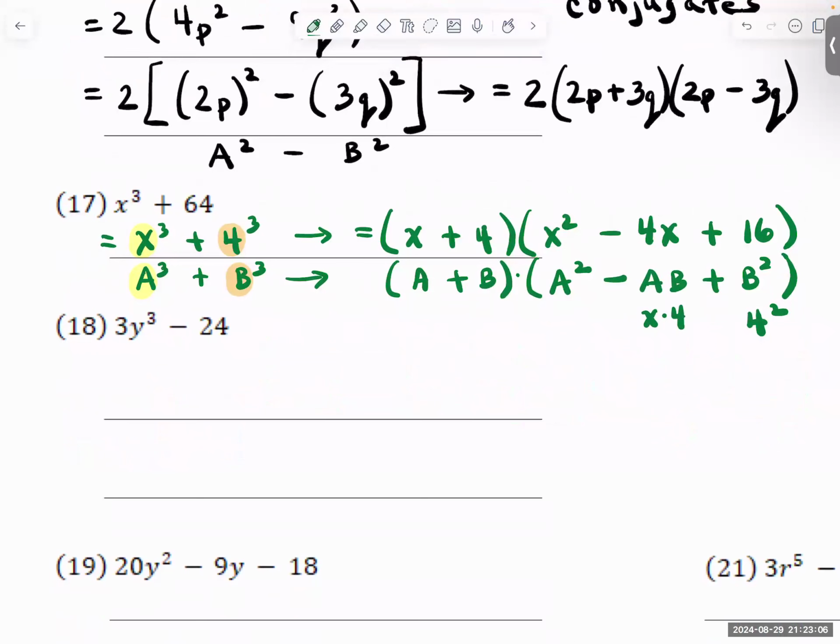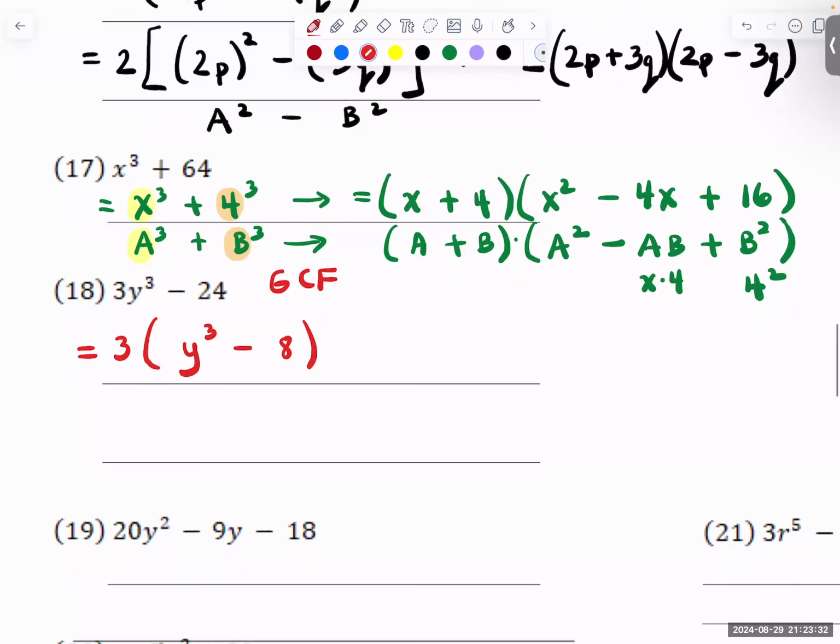Number 18. We have a binomial and a clue, the exponent of 3. So y cubed is a perfect cube, and the greatest common factor, which is always the first step, is 3. We can factor out 3. So 3 times y cubed minus 8. And 8 is a perfect cube. So we have a difference of 2 cubes. So we can think of that as y cubed minus 2 cubed.